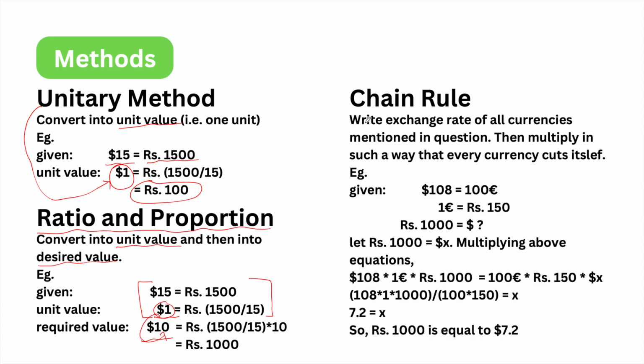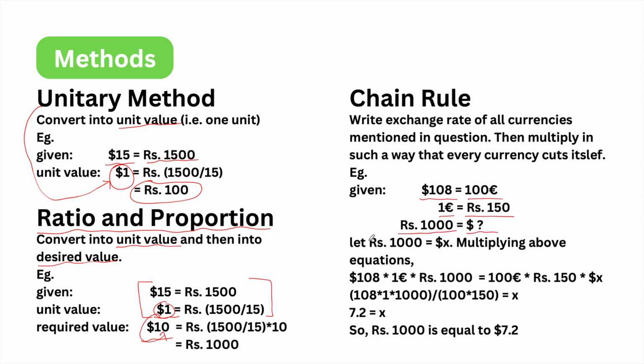And for the chain rule, we write the exchange rate of all currencies mentioned in the question, then multiply in such a way that every currency cuts itself. For example, here the given is 108 US dollar is equal to 100 euro, 1 euro is equal to 150 Nepalese rupees, and we need to find how much US dollar is 1000 Nepalese rupees.